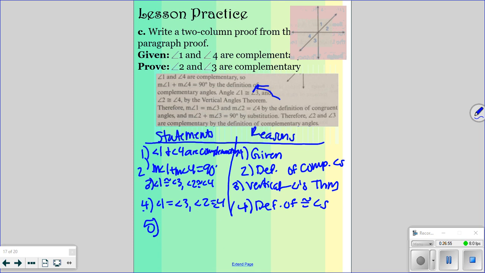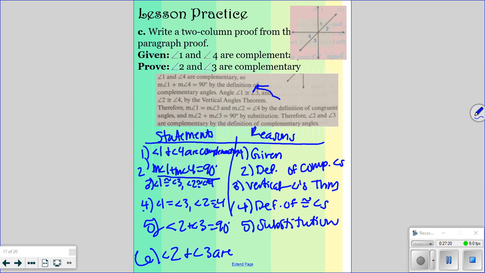From there, they tell us that angle 2 and angle 3 equal 90 because of substituting into this equation here. So angle 2 plus angle 3 equals 90 degrees. And the reasoning would be substitution. And so if angle 2 and angle 3 equal 90, then angle 2 and angle 3 are complementary. And the reasoning would be definition of complementary angles. And so that would be your 2-column proof there. Okay?